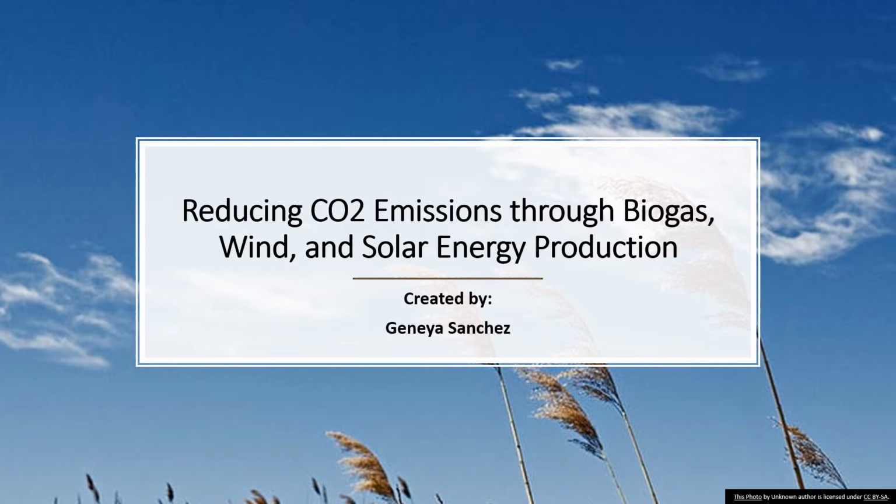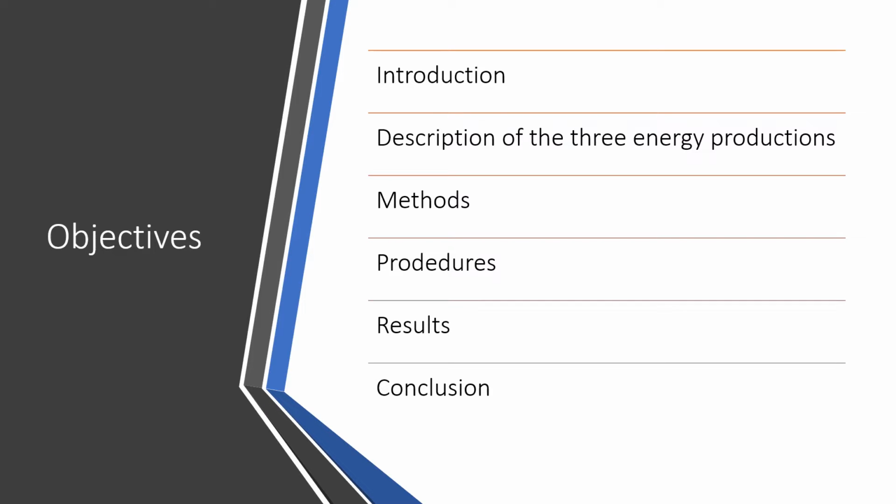Hi everyone, I'm doing my presentation on reducing CO2 emissions through biogas, wind, and solar energy production. First, we have the objectives of this presentation. I'll start off with an introduction, move to the description of the three energy productions, explain some of the methods and procedures, discuss the results, and finish with a conclusion.